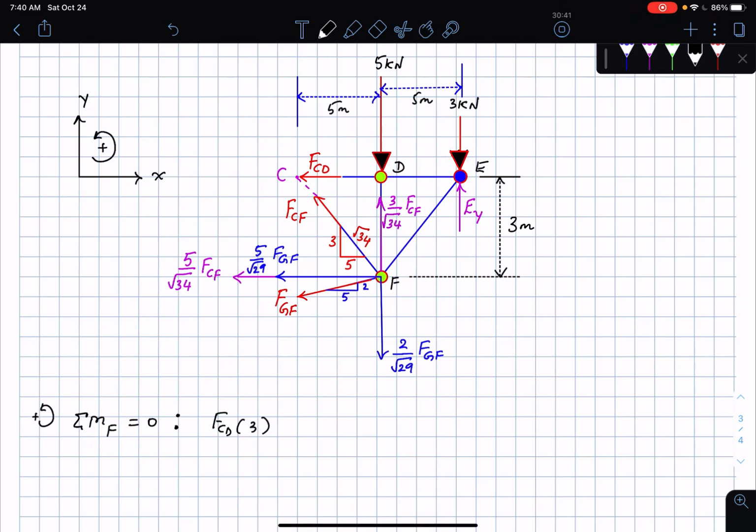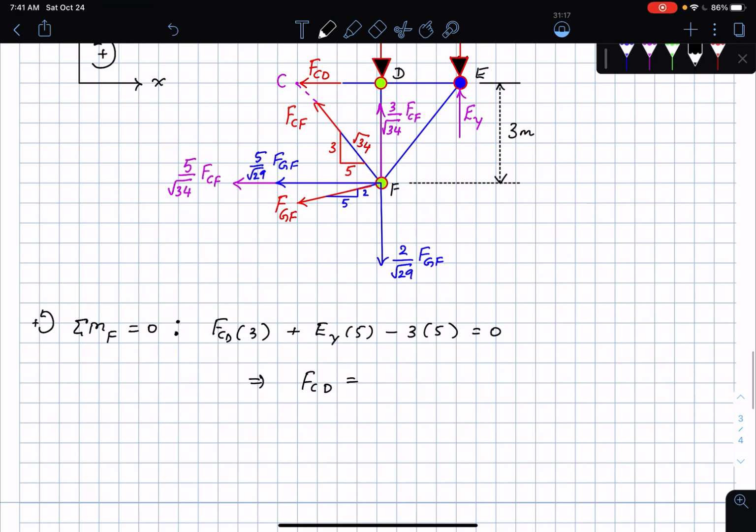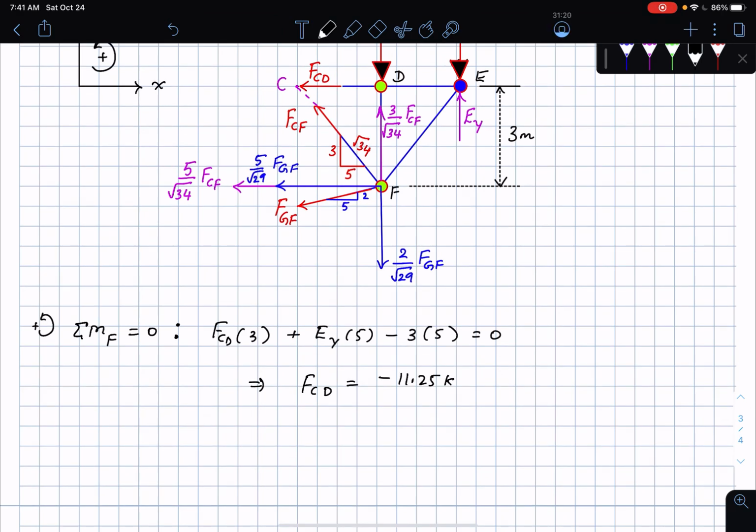Then I'm going to have EY. Don't forget EY. EY times the distance of 5. That's also going to be counterclockwise. And then I'm going to have this 3 kilonewton force which is acting vertically down, and that's going to cause a clockwise rotation. And that's about it, right? Because all the other forces are sitting there. This whole bunch of forces, if you look at FCF component, FGF components, all of them are sitting there. This 5 kilonewton force is passing through the point F, so that is not going to cause any rotations as well. So if I solve, I get FCD to be in a state of compression, minus 11.25 kilonewtons.